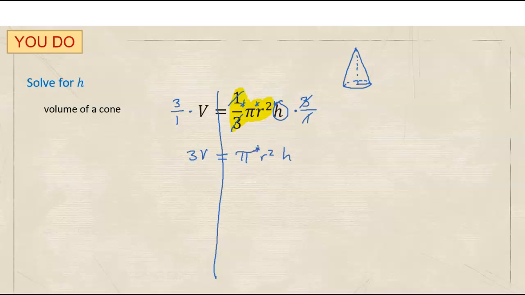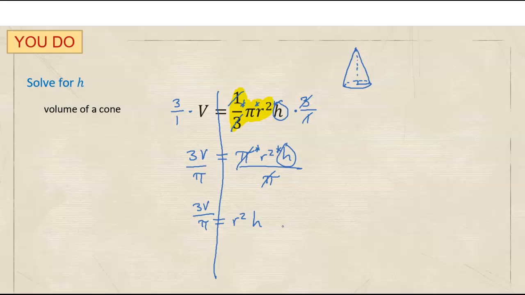And we know that there's multiplication happening here as well. Okay, so let's try to get rid of the pi. We have pi times this stuff. We're still trying to get h by itself. How do we get rid of pi if we're multiplying? Well, we just divide, right? We're going to divide by pi. Divide both sides by pi. The pi's will cancel. We get 3v over pi equals r squared h.